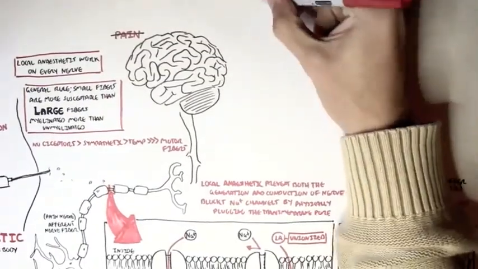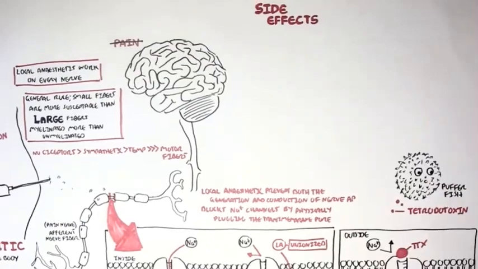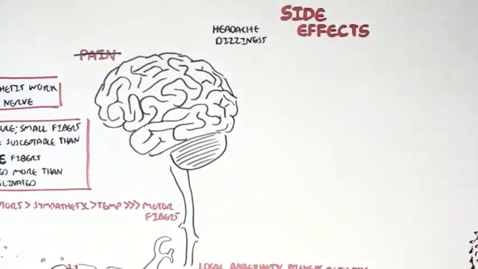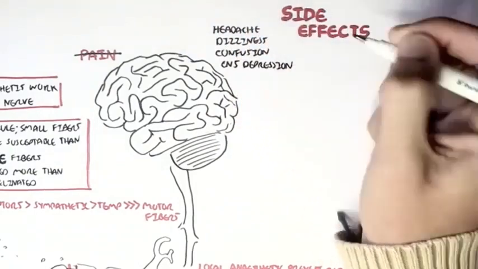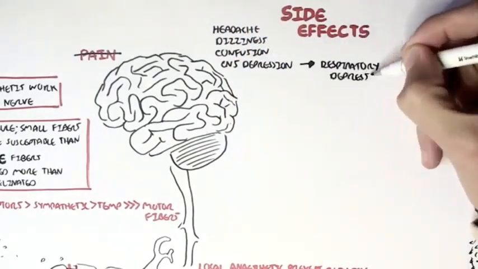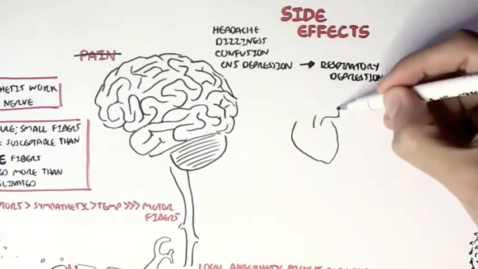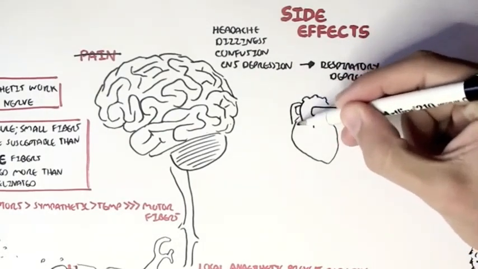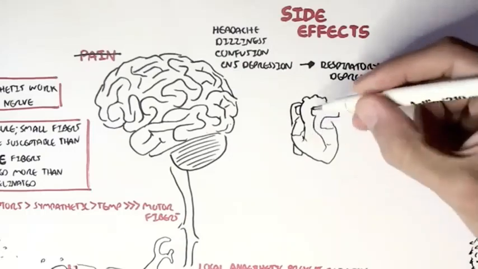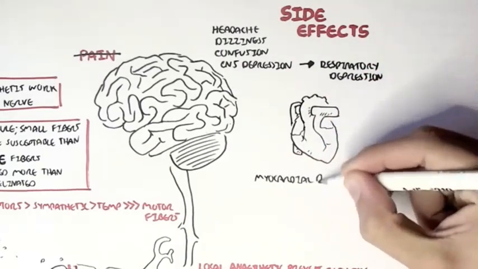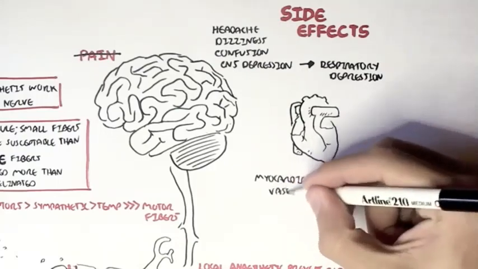The side effects of using local anesthetic include headache, dizziness, confusion, and CNS depression, which may be fatal if it leads to respiratory depression. However, cocaine actually doesn't cause CNS depression, but causes excitement instead. So that's cocaine. Side effects of local anesthetic also affect the heart.